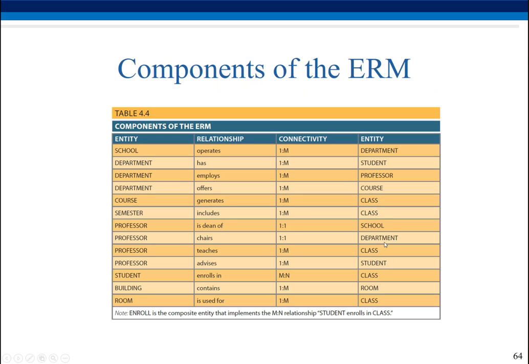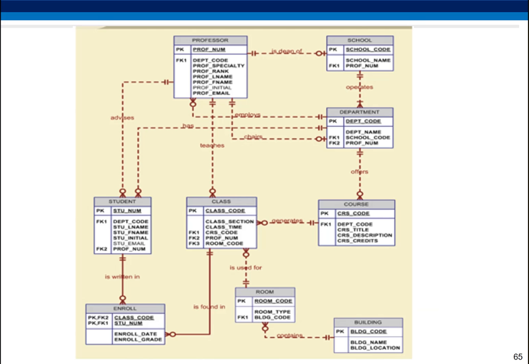And so here we have the components of the ERM. I highly recommend that you create this table for your project. This will make it much easier. And I also recommend that you put in a separate column for cardinality. And then this is the final slide.